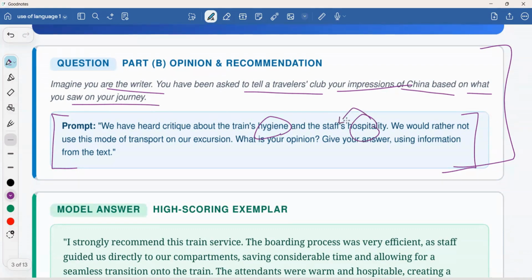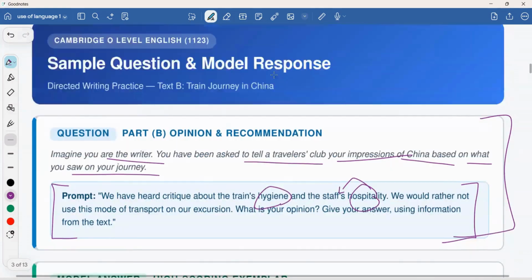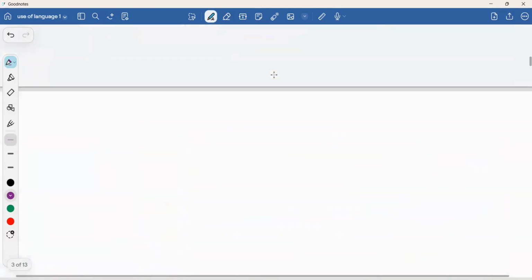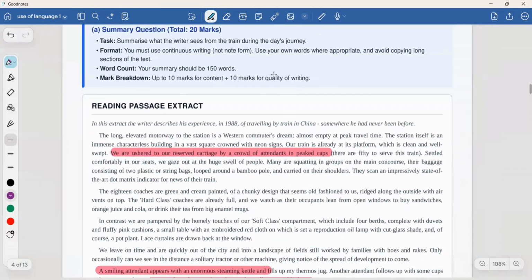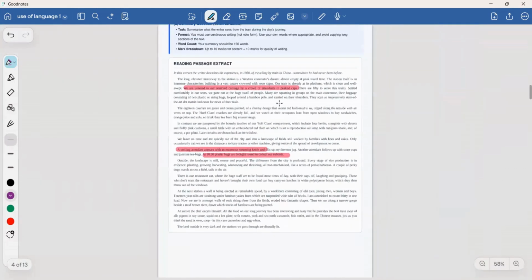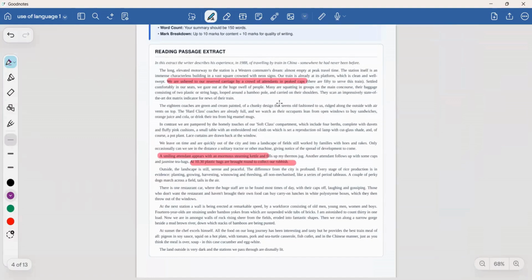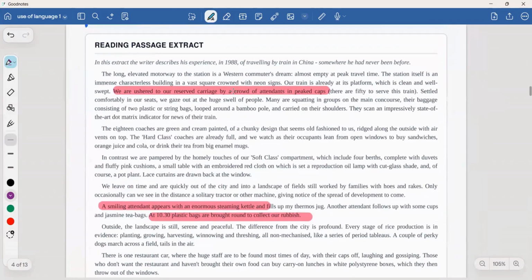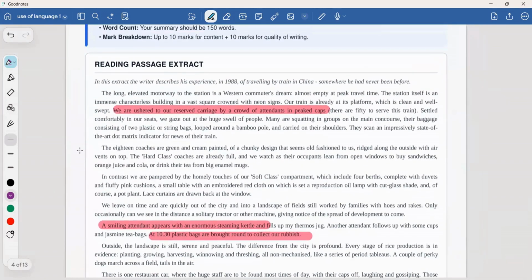So now you will look for the relevant content points in the text. Because you have not read the text, let me show you the text here. You can take a screenshot and read it later properly. I have already highlighted three supporting details that would prove that the journey was very pleasant. So you just need to take out three relevant details that would prove that the journey was very pleasant. First is: we are ushered to our reserved carriage by a crowd of attendants in peak caps.